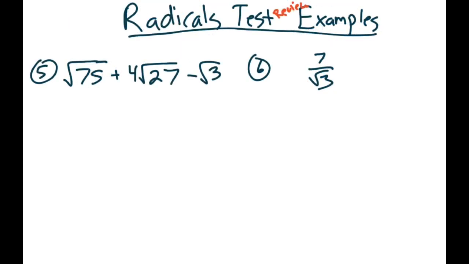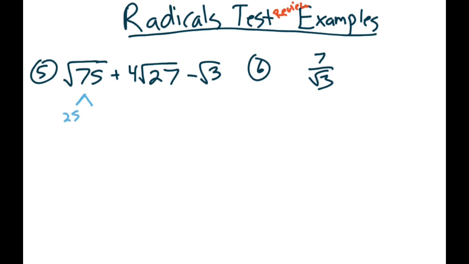All right, so here are example problems that are similar to 5 and 6 on the radicals review. So 5, we're adding radicals. We cannot add radicals unless they have the same number underneath the radical symbol. So what I'm going to do is simplify each of these first. So 75, we can simplify into 25 and 3.